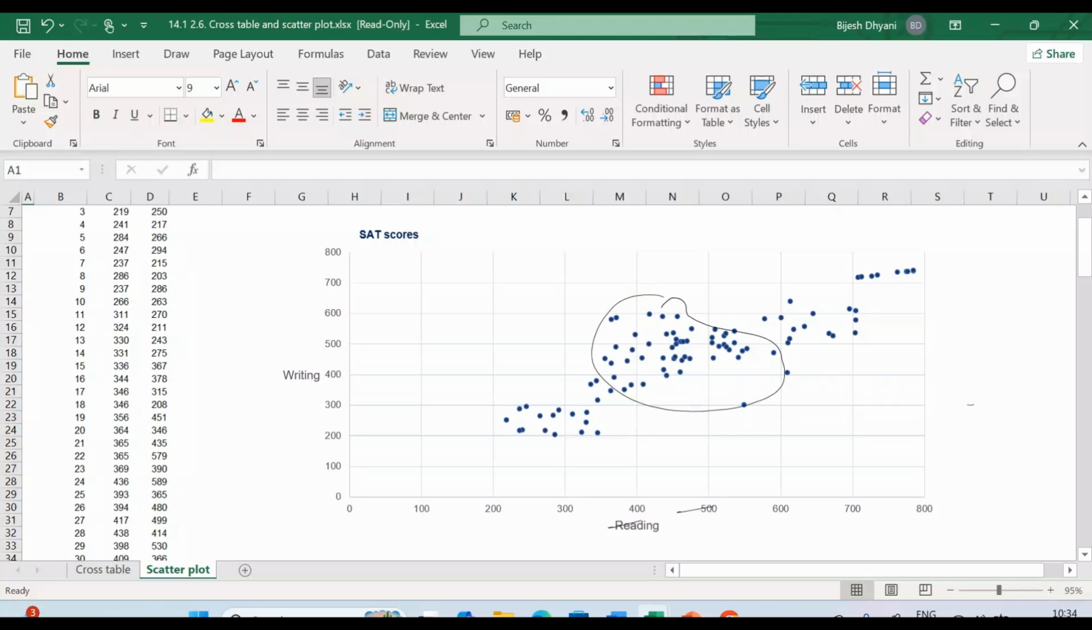Most scores fall in the range of 450 to 550 in reading, and in writing also most of the people are getting 450 to 550. Since SAT scores range from 200 to 800, a score of 500 is considered average. Therefore it makes sense that many students cluster around this area.